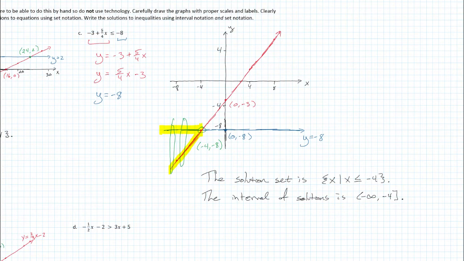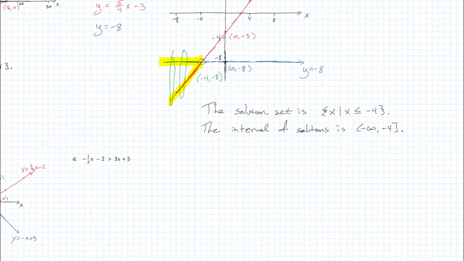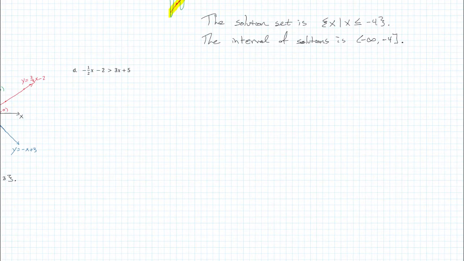All right, that's it. Pause the video, rewind if you need to. Go ahead and move on to part D. Last one for this video. Here we have the inequality negative 1/2 x minus 2 is greater than 3x plus 5. We'll go ahead and set the left side as y equals negative 1/2 x minus 2 in red, and the right side in blue, y equals 3x plus 5.